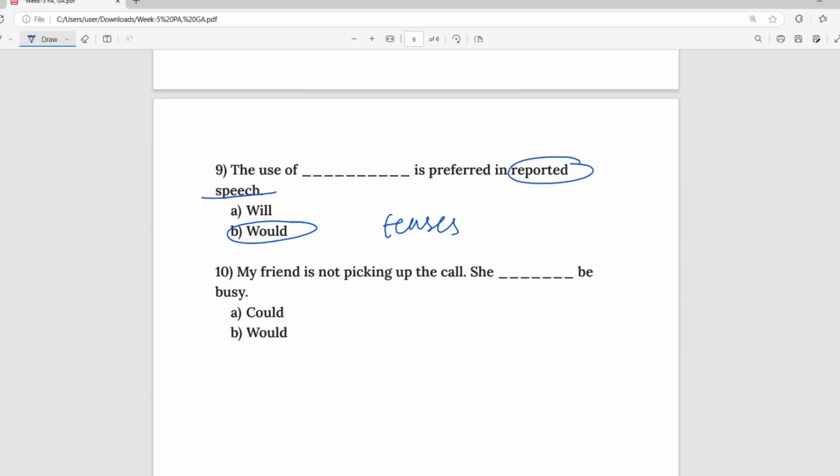And the last one, my friend is not picking up the call. She blank be busy. Could and would. So here we are talking about a possible reason why she is not picking up the call. And in such cases, could is the best choice, because would is used for imaginary or hypothetical situations. Here it's about the possibility, the reason why she is not picking up the call. So the answer is she could be busy.